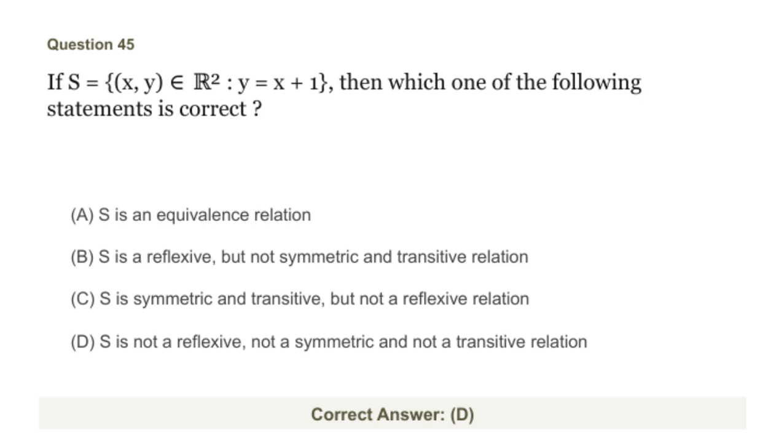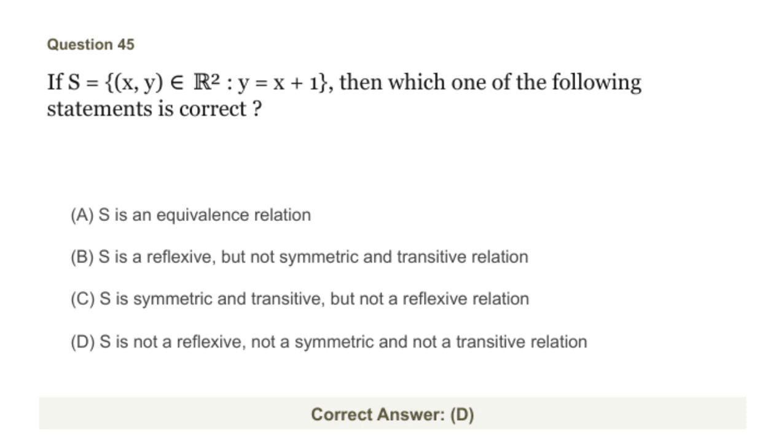As we examine S, we see that for any x in R, the pair (x, x) would need to be in S for reflexivity, but plugging in for y gives y equals x plus 1, which is not equal to x, unless x equals x plus 1, which is false for all real x, so S is not reflexive, and therefore it cannot be an equivalence relation. Moving to option B, which states that S is reflexive but not symmetric and transitive. Since we've established that S isn't reflexive, this option doesn't hold up. The relation fails the reflexivity condition right away.